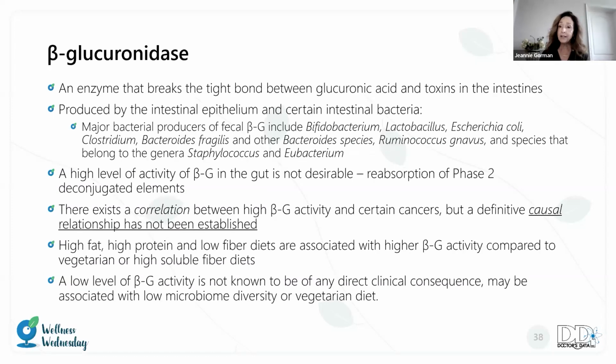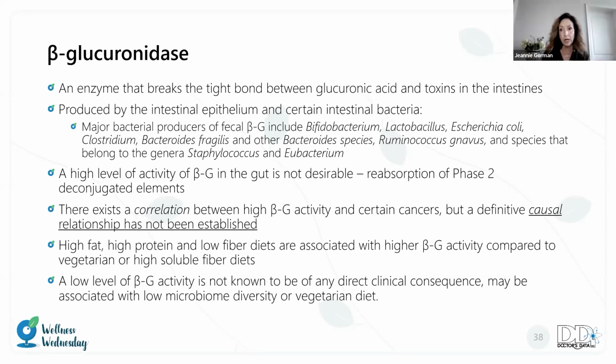All right. Beta-glucuronidase is another marker that we have on the stool chemistries page in the GI360. The microbiome creates beta-glucuronidase. It's an enzyme that breaks that tight bond between glucuronic acid and toxins in the intestines. So it's important to know for your patient where that marker is. A high level of that beta-glucuronidase activity in the gut is not desirable. Could impact the reabsorption of phase 2 deconjugated elements. It might imply that the patient is being exposed to more toxins or may have trouble breaking down estrogens.